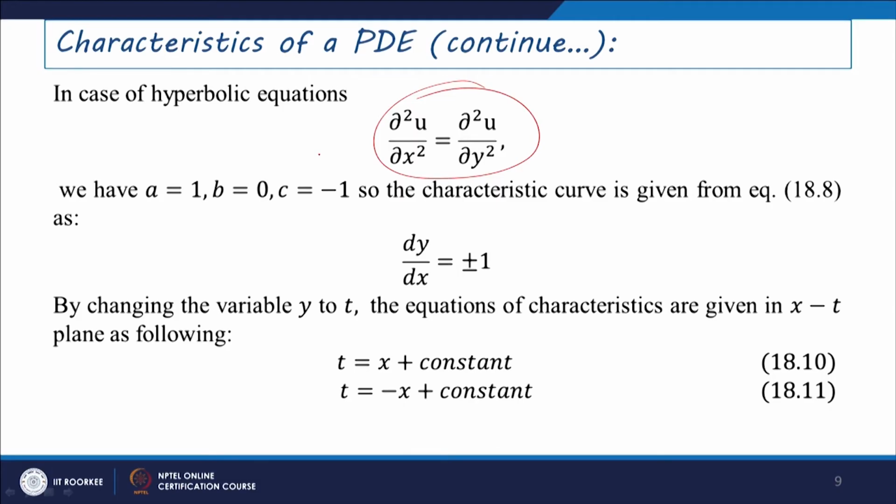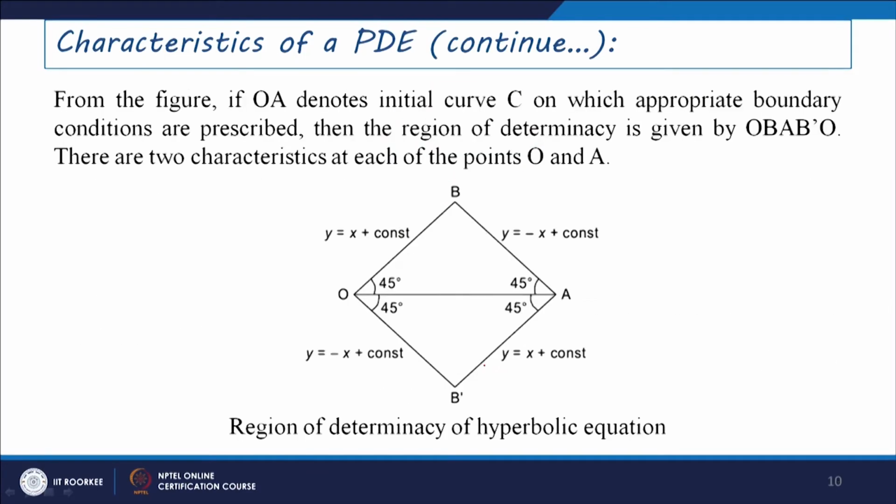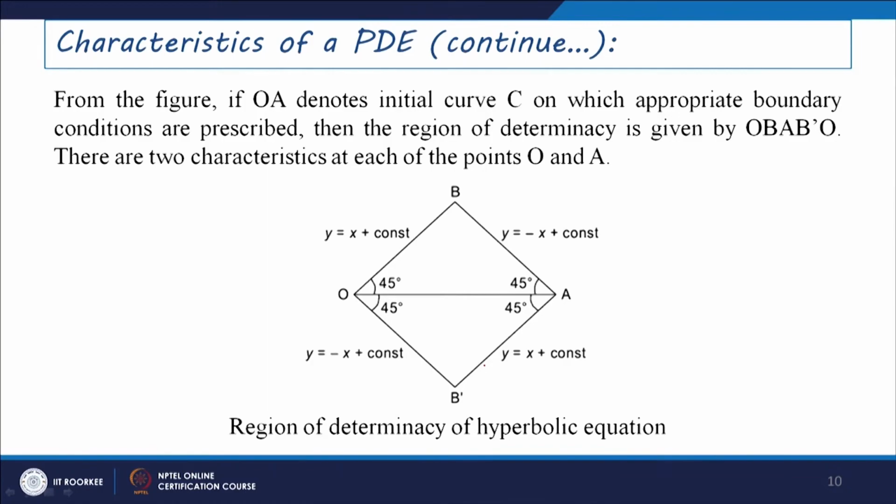So if you just change the variable y in terms of t here in the xt plane, then we can have solutions like t equals x plus a constant, and another solution that will be minus x plus a constant. So if we denote it in a figure, suppose OA denotes the initial curve c, on which appropriate boundary conditions are prescribed, then the region of determinacy is given by OBA'B'O.